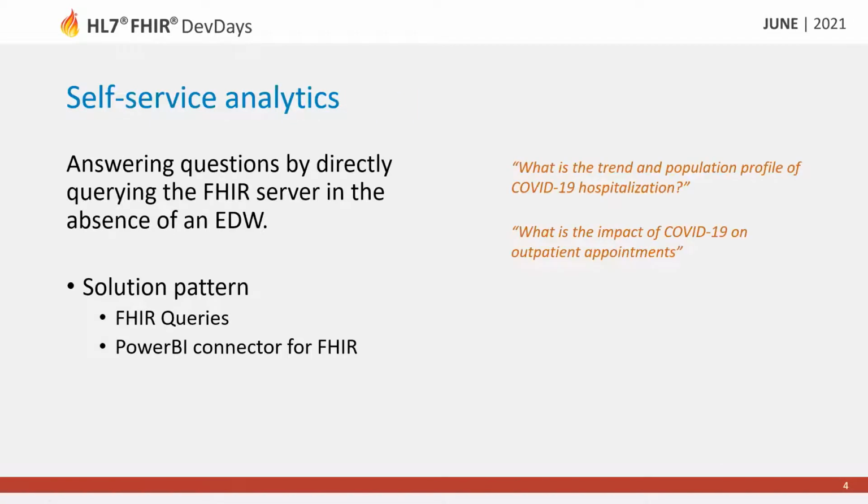The first pattern is self-service analytics patterns, in which customers have questions that can be answered by querying the FHIR server. Things like what is the trend and population profile of COVID-19 hospitalizations, or what is the impact of COVID-19 on outpatient appointments. In theory, you can answer these and many more such questions by writing a set of FHIR queries. However, many of our customers prefer to use Power BI, which can connect directly to Azure API for FHIR using Power BI connector. Let me show you how that works.